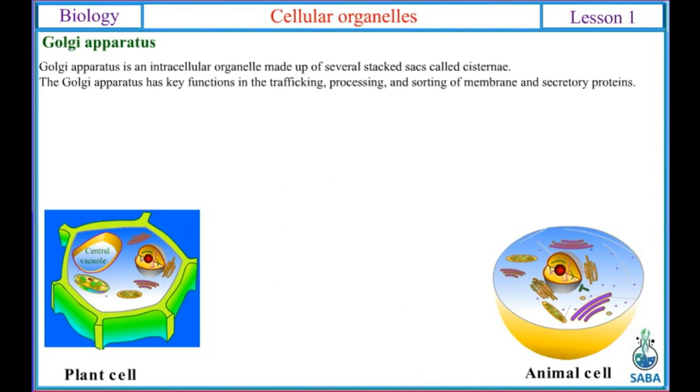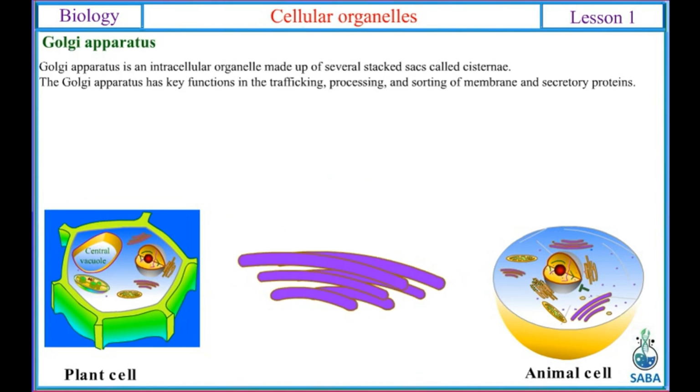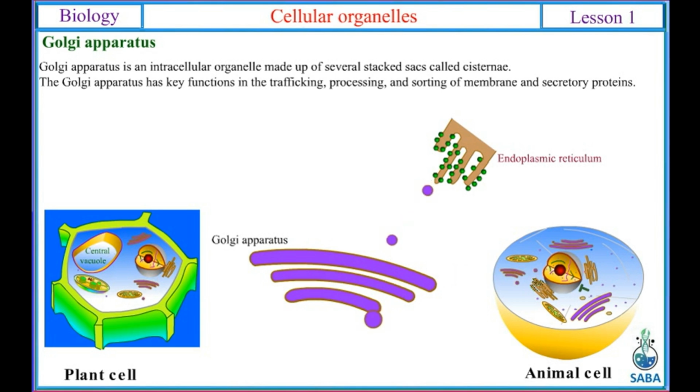Golgi. It's an intracellular organelle made up of several stacked sacs called cisternae. The Golgi has key functions in the trafficking, processing, and storing of membrane and secretory proteins.